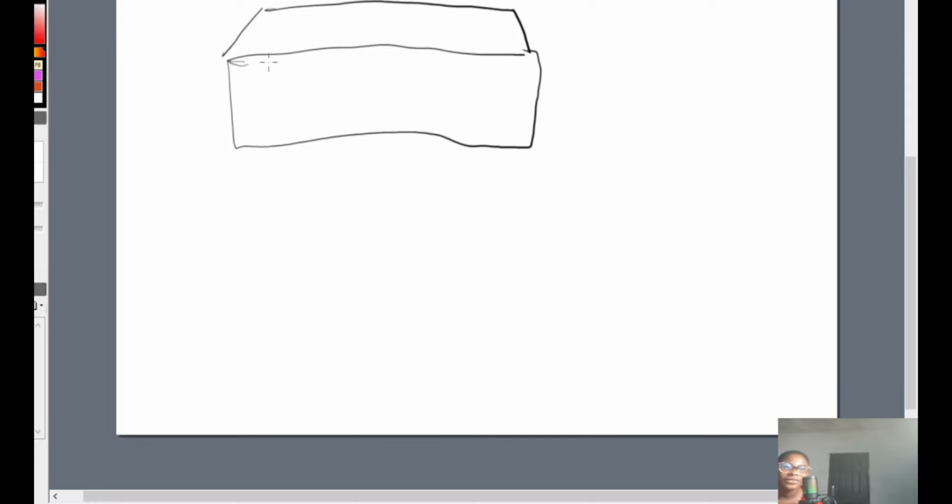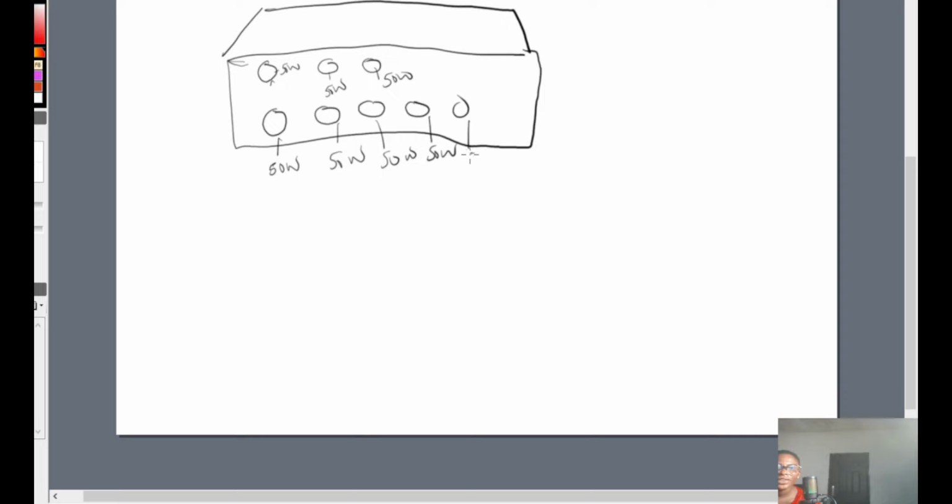Before, he had 3 bulbs in the house. 1, 2, 3. And all these bulbs were 50 watts each. This one too, 50 watts. This one too, 50 watts. Then he went ahead to buy another 5. 1, 2, 3, 4, 5. They were also 50 watts each. 50 watts, 50 watts, 50 watts, 50 watts, and 50 watts.